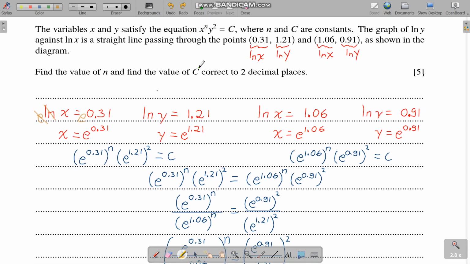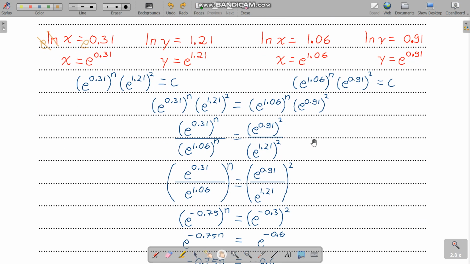So for the first point, the x is e to the power of 0.31, the y is e to the power of 1.21. For the second point, we use e to the power of 0.106 for x, e to the power of 0.91 for y. So now, because they are both equal to c, we can just equate the left hand side to left hand side. We get something like this equation here.